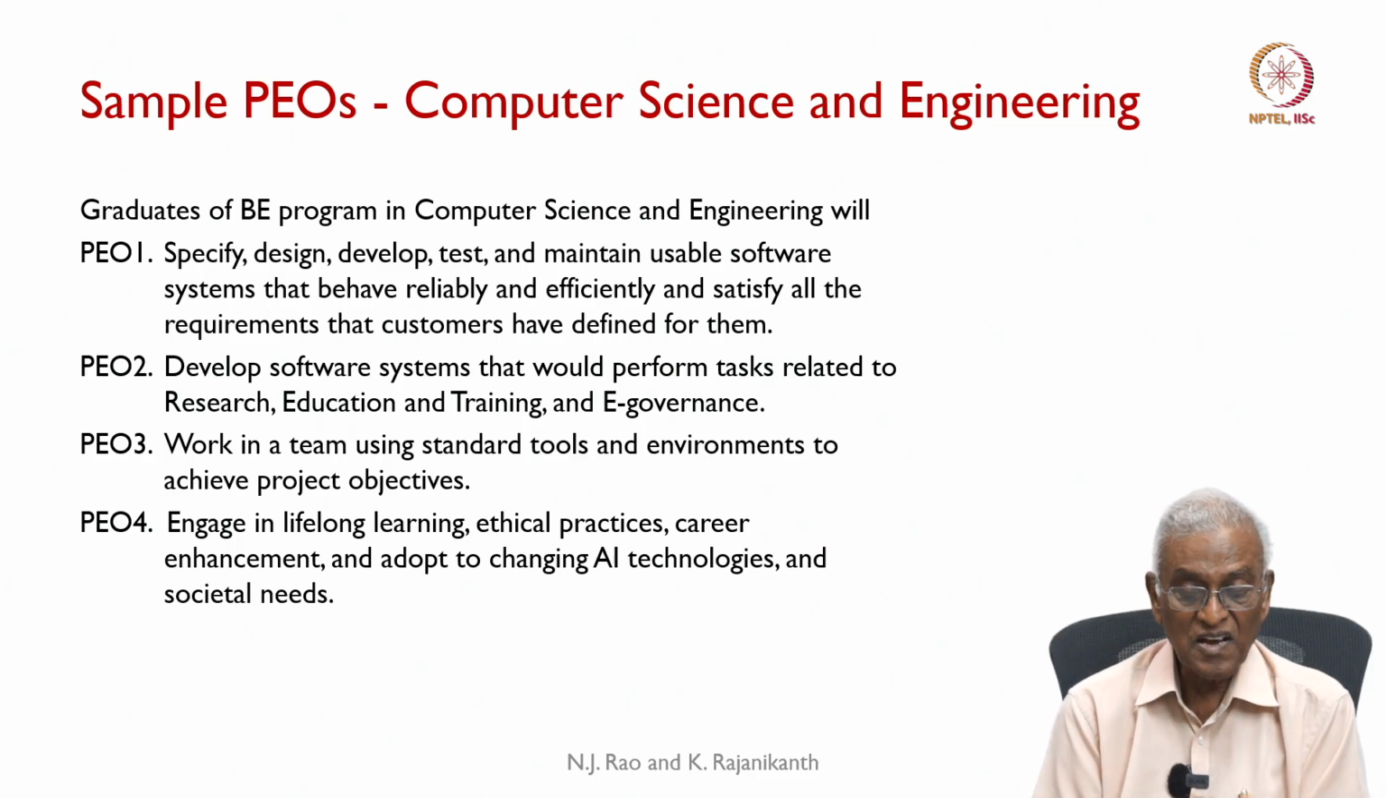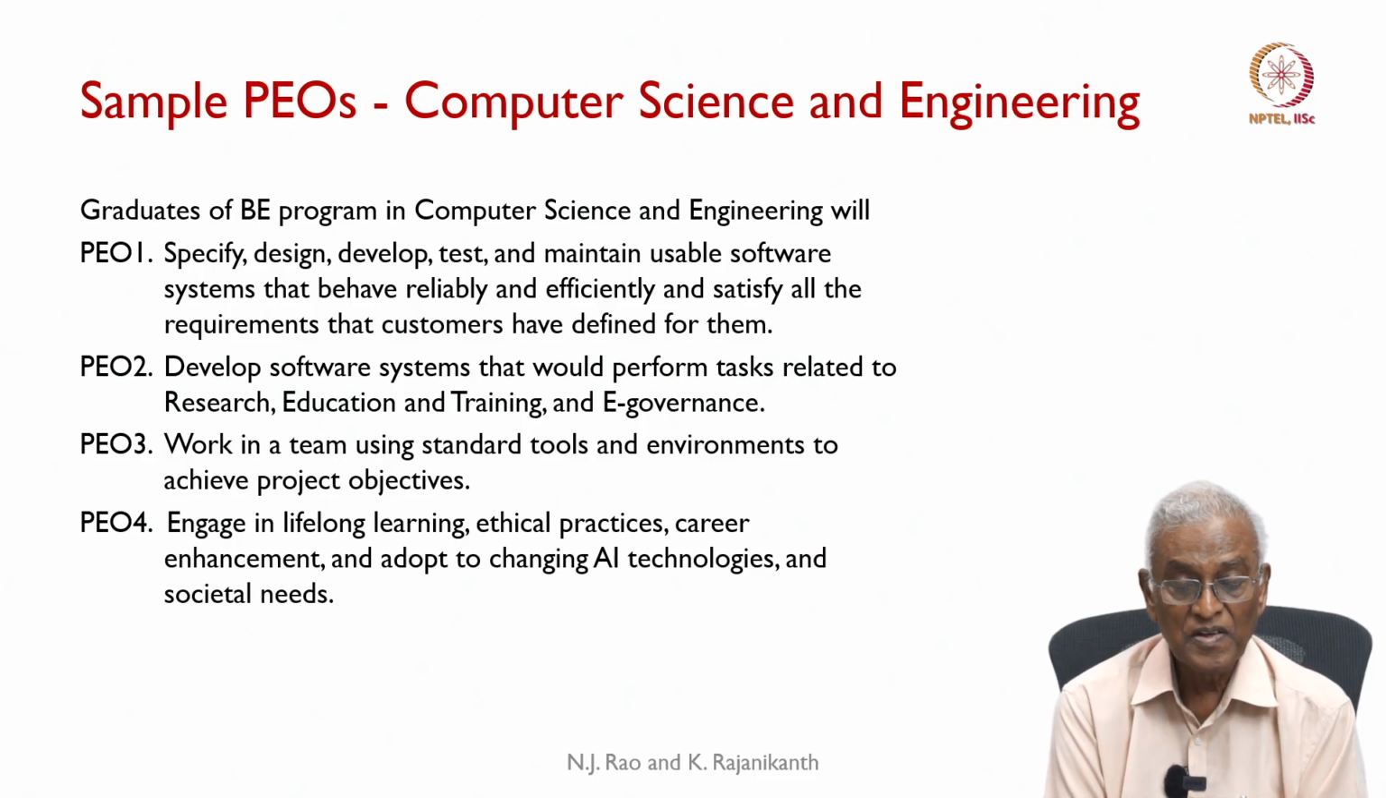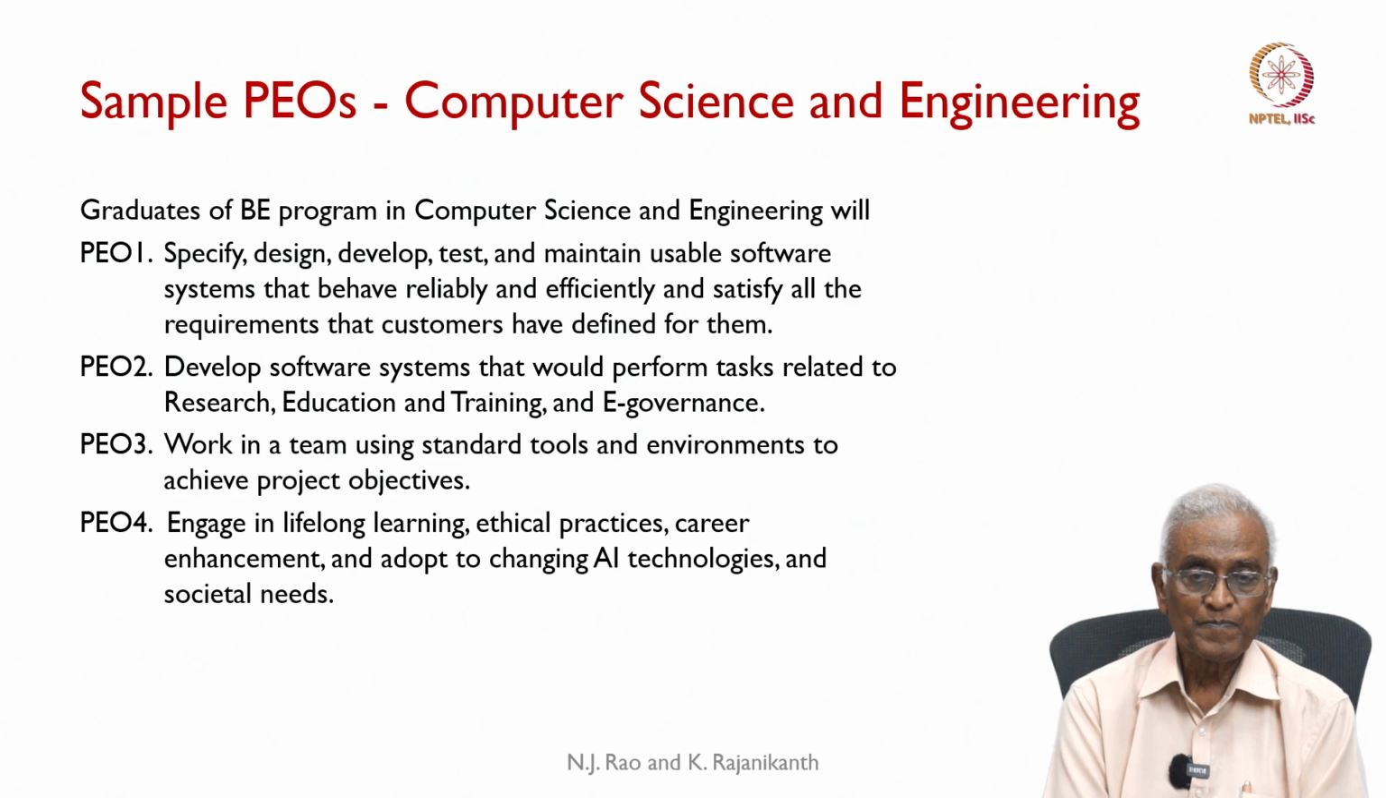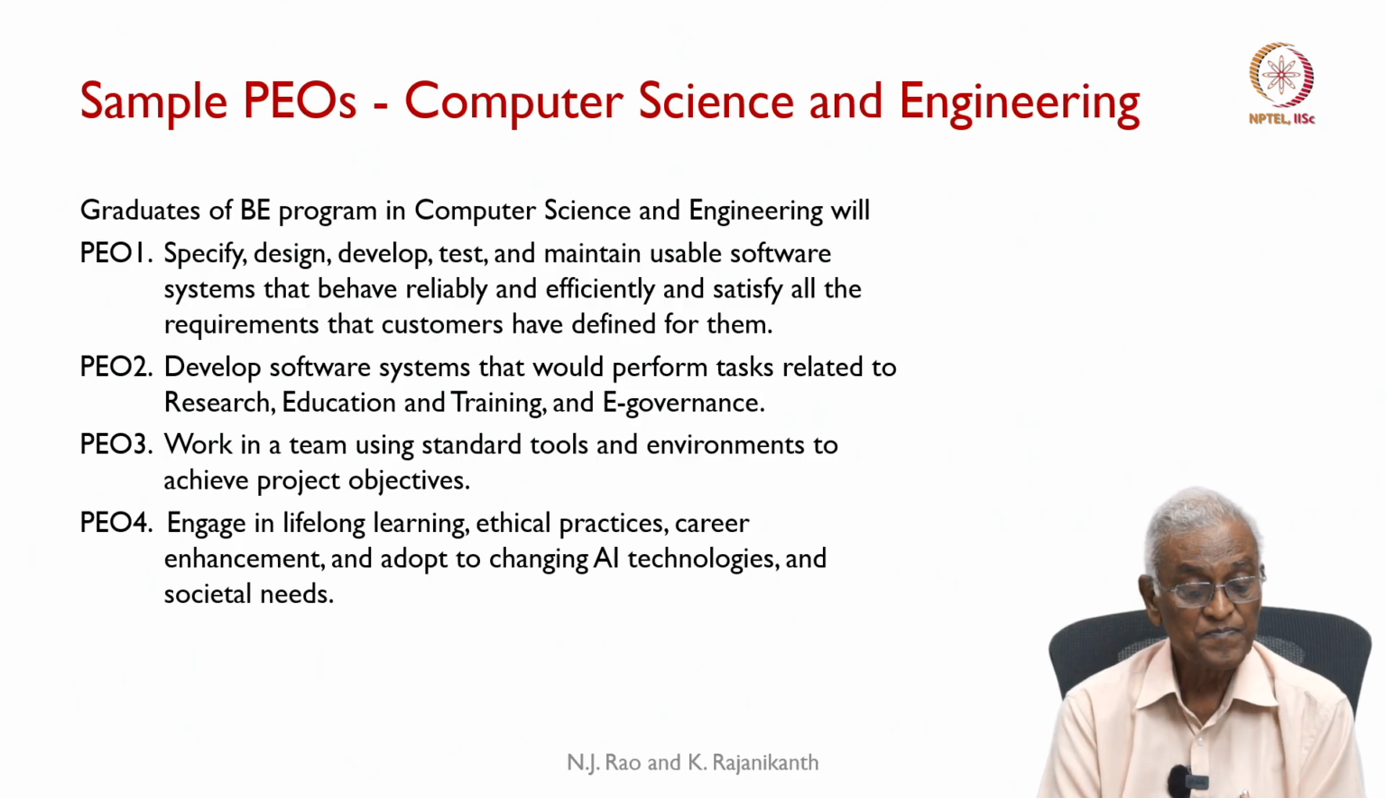Now we will see computer science and engineering. Now these days in this area you have at least 40-50 titles for undergraduate programs. So each program may have slightly different set of PEOs.